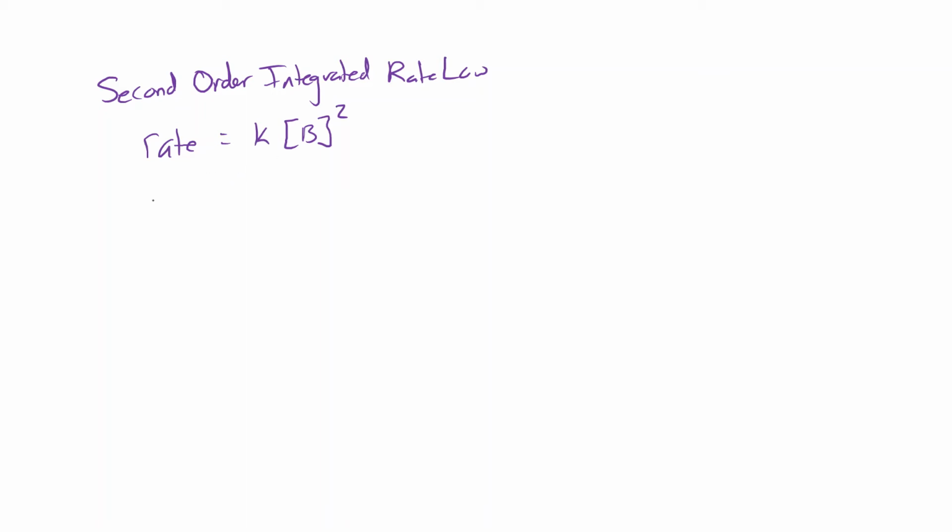We're going to do the same thing. We're going to expand this out. We're going to do calculus to figure out what everything is. And what we're going to get is 1 over the concentration of B equals kt plus 1 over the initial concentration of B.